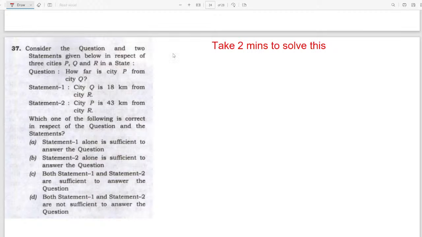We'll see how this is solved. So consider the question and two statements given below with respect to three cities P, Q, R in a state. The question is, what is the distance between P and Q? Whenever we are doing data sufficiency, we have to consider one statement separately, then the other statement separately, and then combine the statements and see whether we can arrive at the answer for this question.